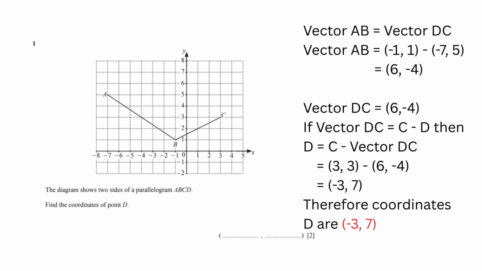This question is from the concept vectors. Vector AD equals vector DC because they are parallel. Vector AD equals 6 minus 4 and vector DC is also 6 minus 4.